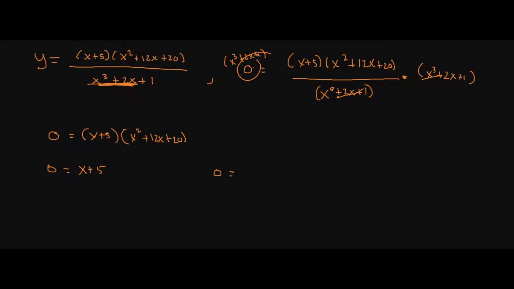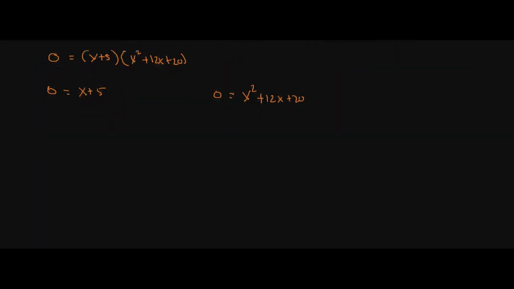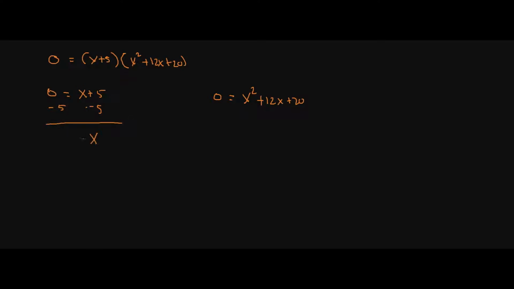And over here we're going to get 0 is equal to x squared plus 12x plus 20, right? I'm setting each individual factor to 0 and trying to solve. So over here, all we got to do is subtract 5 from both sides, and we're going to get that x equals -5. All right. Now we want to go ahead and solve for this, right?